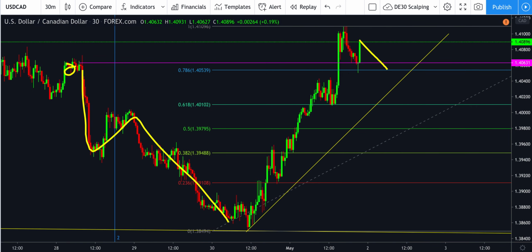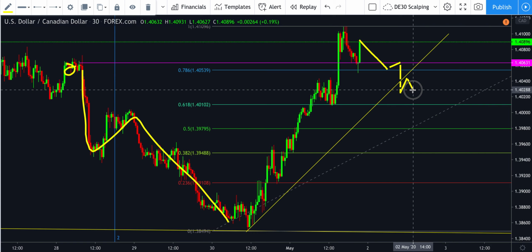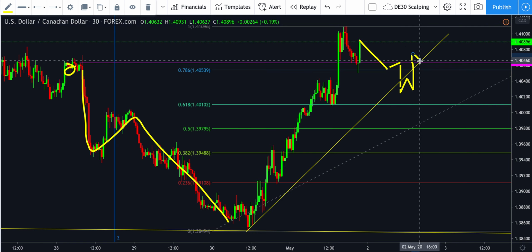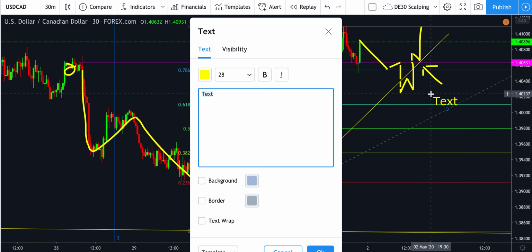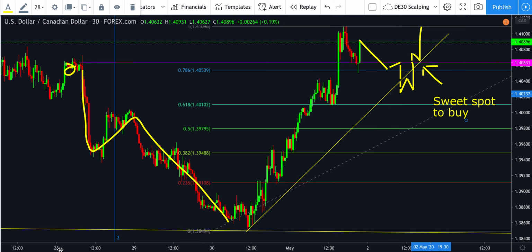Usually price would come and test this trend line. So if you are going to buy, you have to wait for price to break or even go past it a little bit, then form a double bottom and reclose above it, and here is your sweet spot to buy. Okay, so you got it all.